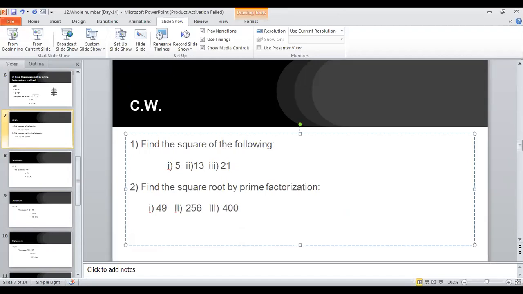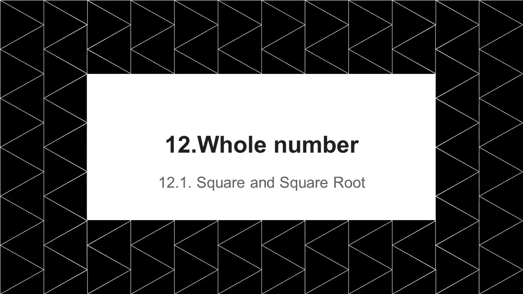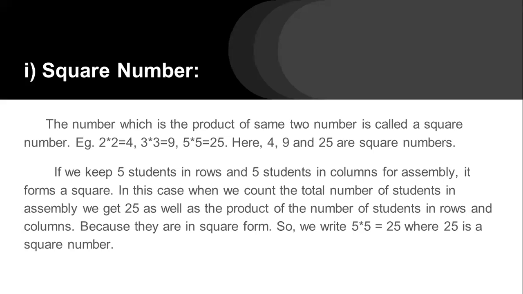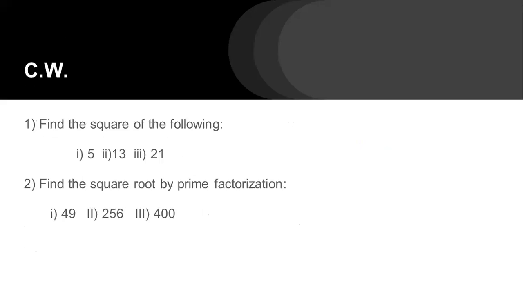Now see here, we can go again from the beginning, then it is easier. Here we have the 49. You have to find the square root of 49, and 256, and 400. And how is it solved?